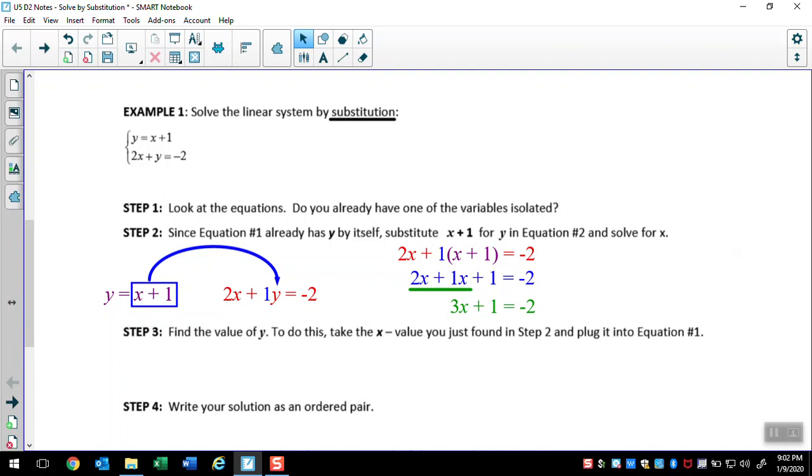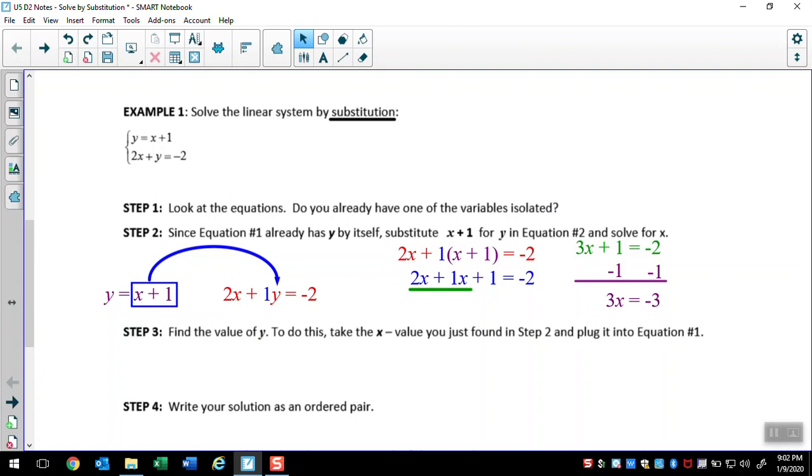Alright, so now I need more space. So now I'm going to take this and I'm going to bump it up to here, just so I've got a little more space to work with. Right. I'm still trying to solve for x. I'm solving this equation for x, so the next thing I need to do is subtract 1 from both sides. That will cancel my 1's out. Now I have 3x equals negative 3.